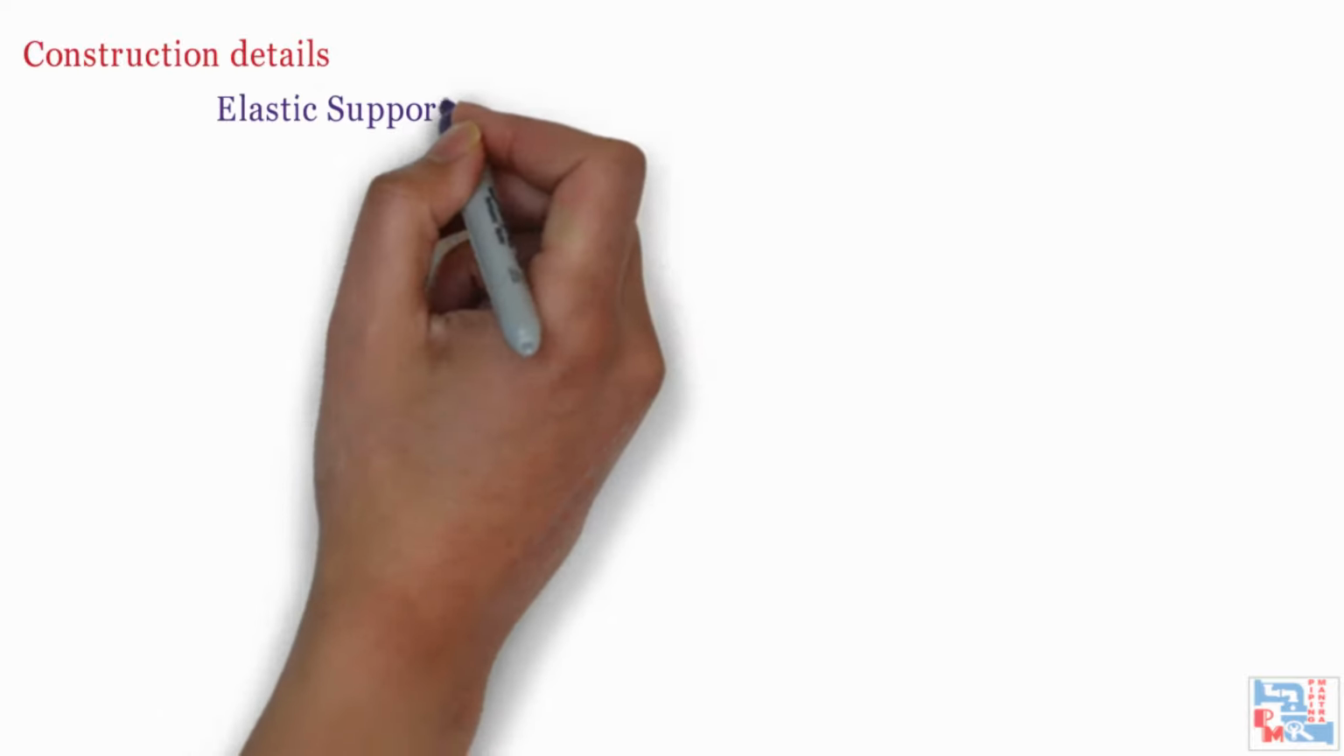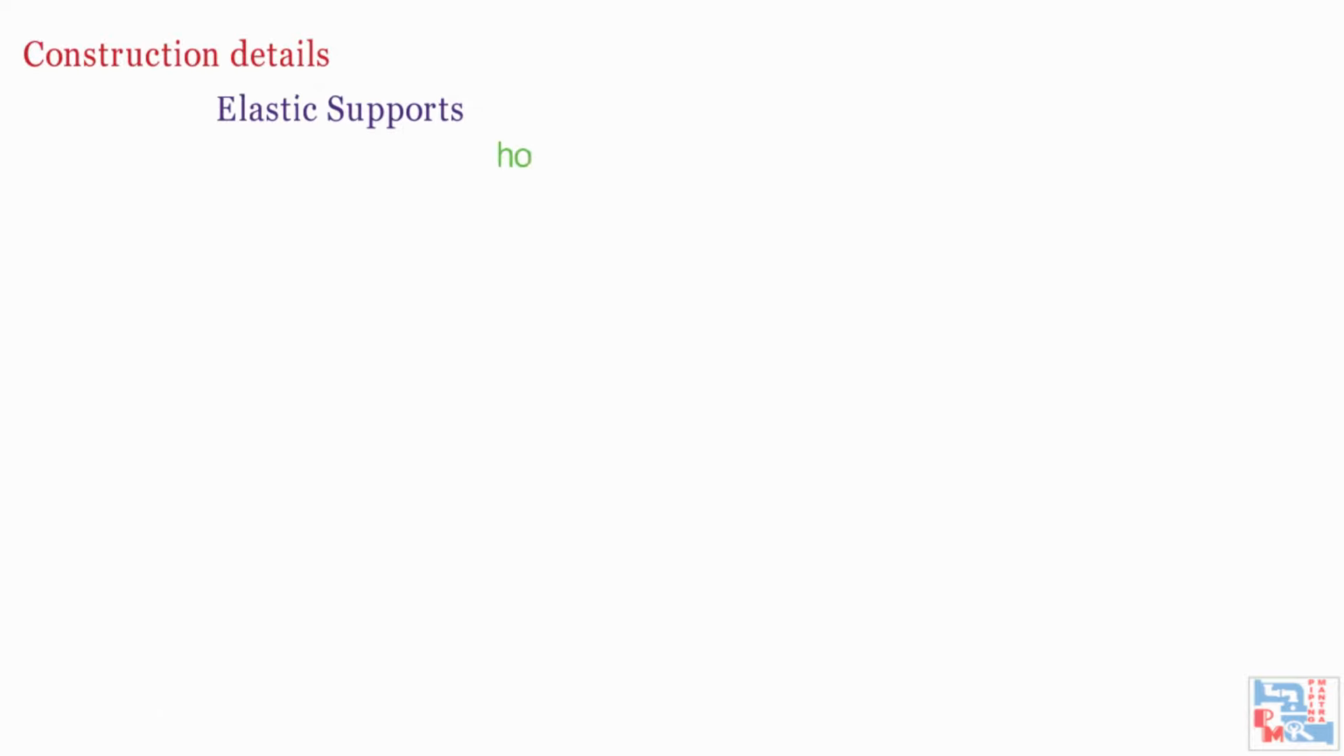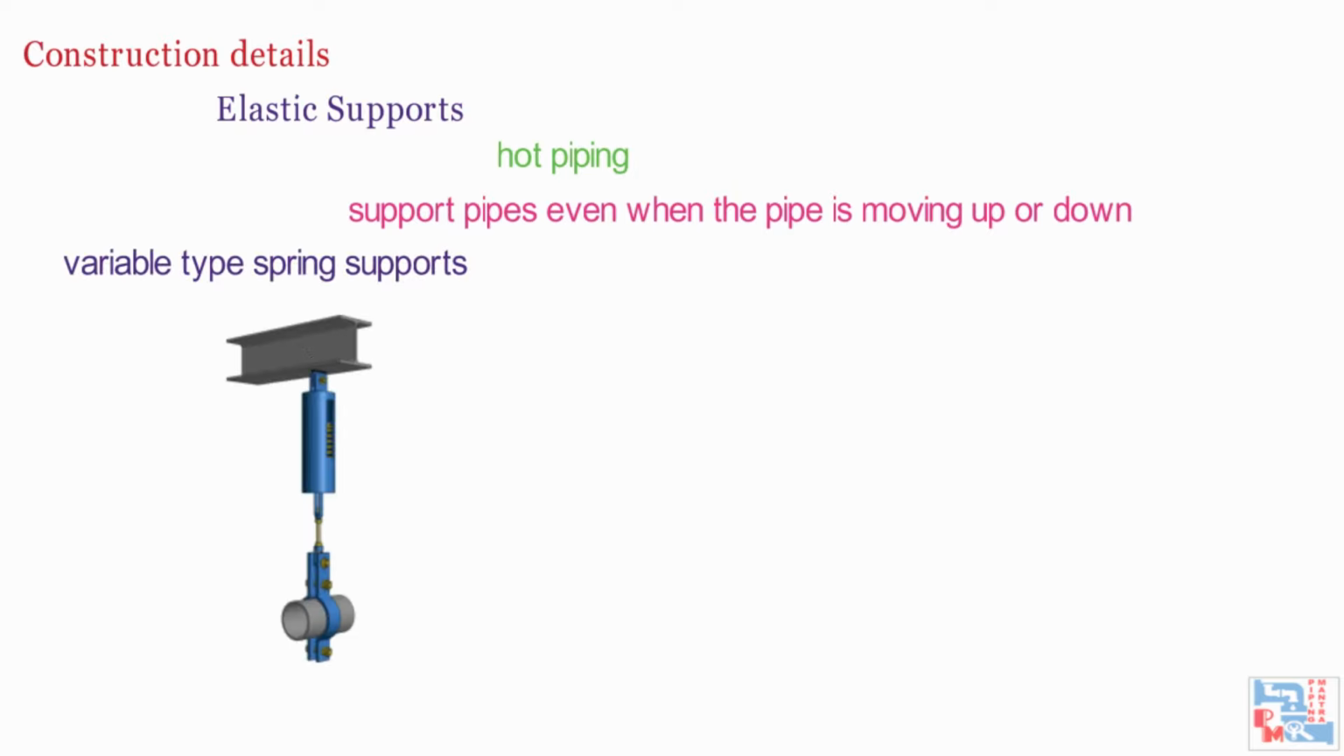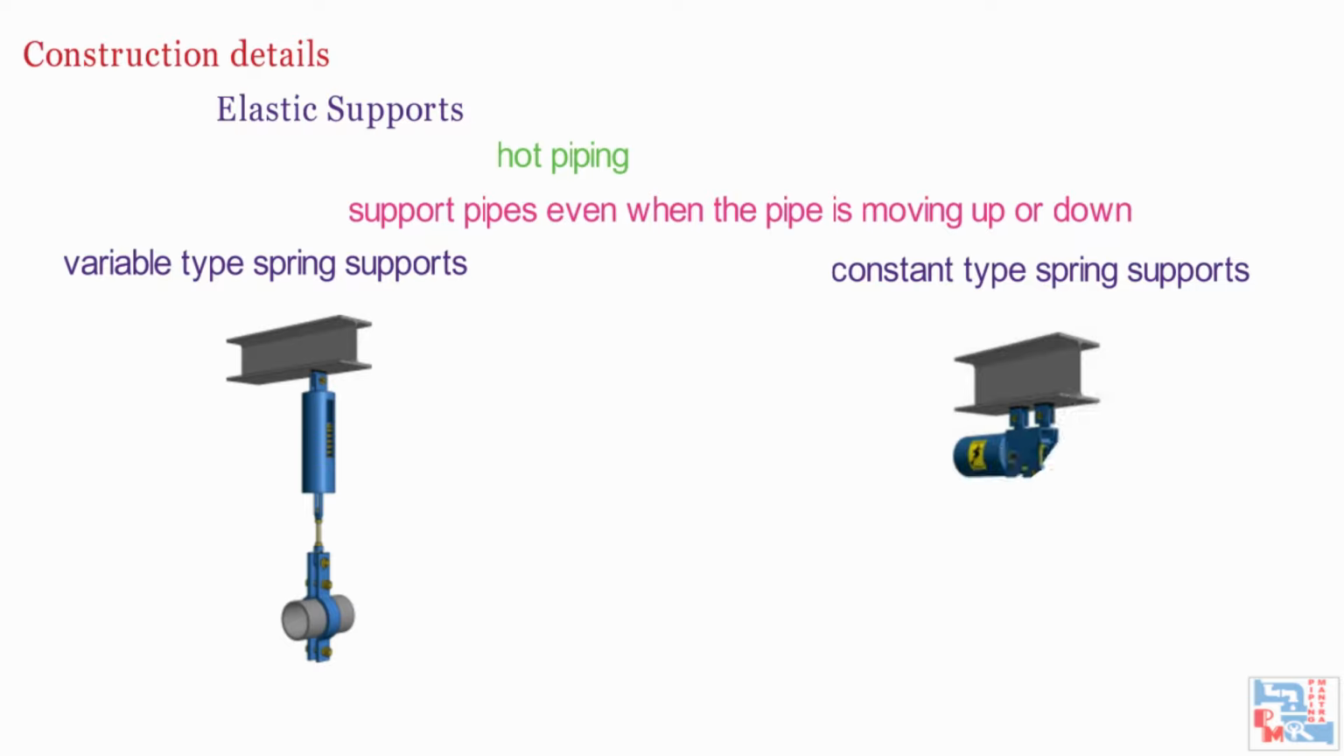Next is elastic support. This type of support is commonly used for supporting hot pipes. It shall be able to support pipes even when the pipe is moving up or down at the support point. Common types of elastic supports are variable type spring supports, constant type spring supports, etc.